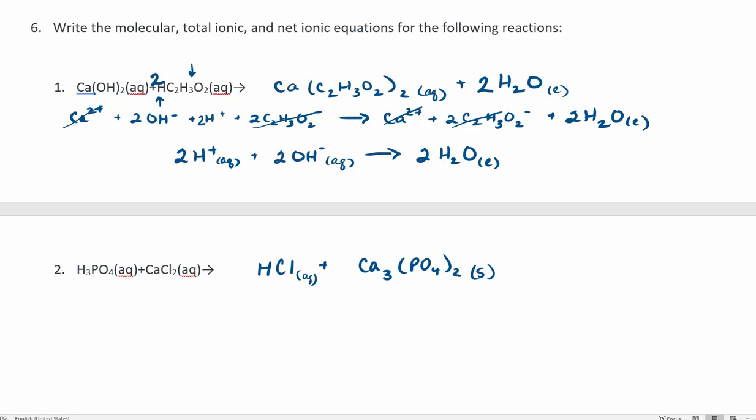Now we do need to balance this reaction. So I'm going to put a 3 here and a 2 here. That gives me 6 hydrogens. So I'm going to need a 6 here. So that's my molecular equation.